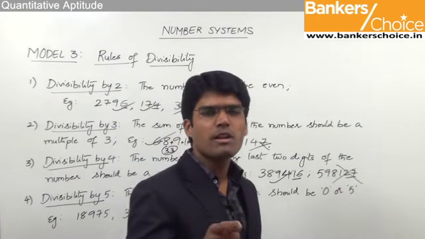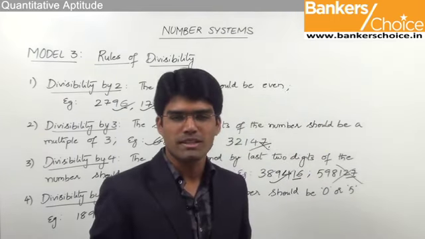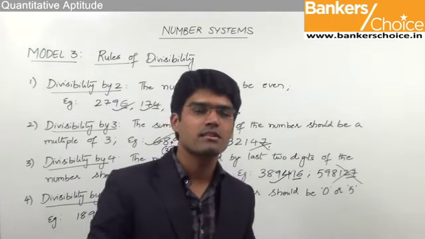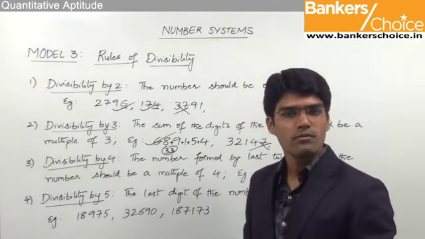So simply for a number to be divisible by 4, the last two digits have to be a multiple of 4. That means 4, 8, 12, 16, 20, 24 and so on. So this is how we can check the divisibility by 4.